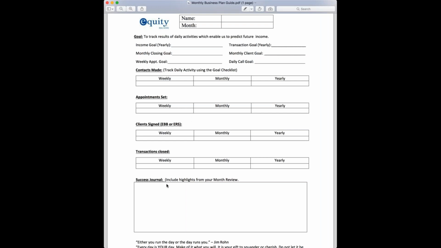And every month you have a chance for a success journal. But what we haven't done is taken time for some of those other things. So I want to go over your daily plan. Next, let me show this one here really quick.